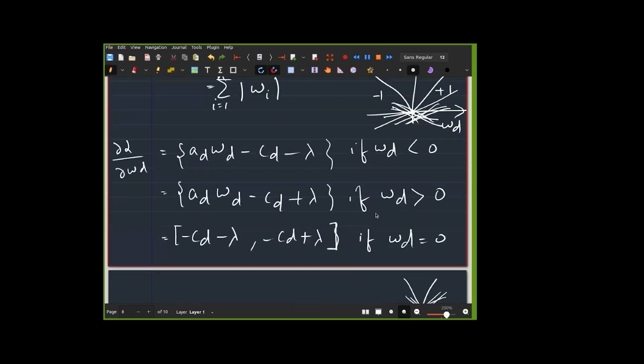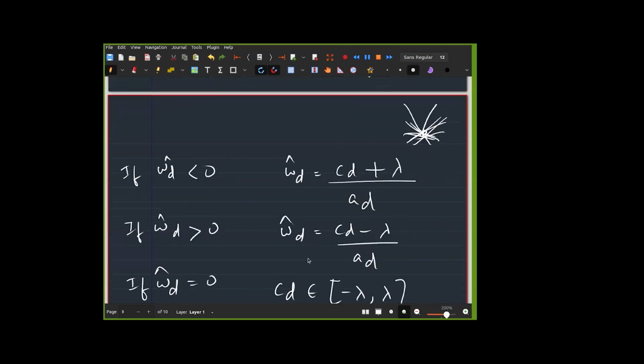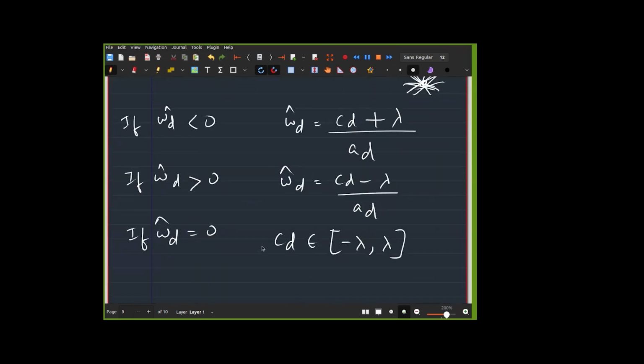So from these three statements, I equated each statement for each situation to 0, and I got something out of it. Eventually what I'm trying to say is that I kind of know what my WD will be just based on whatever I know. I can always compute CD, and if it's between minus lambda and lambda, then WD should be 0, and things like that, right?